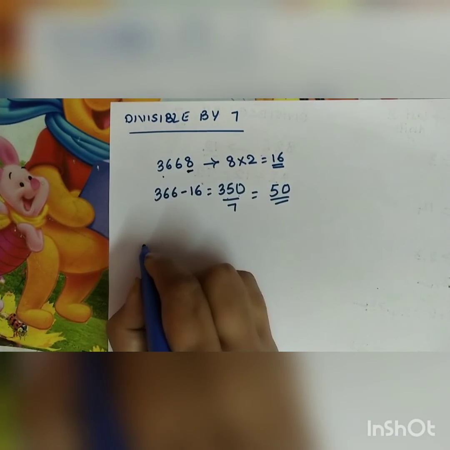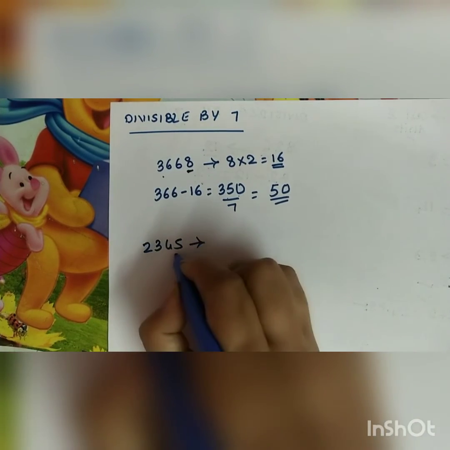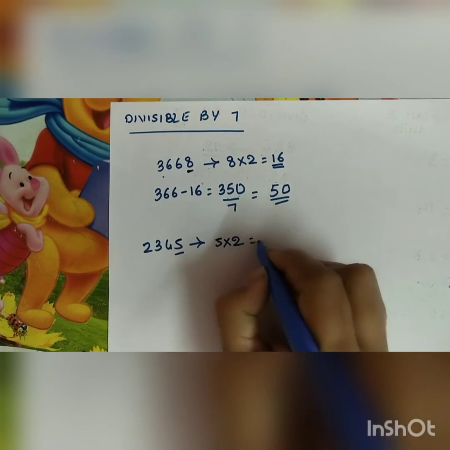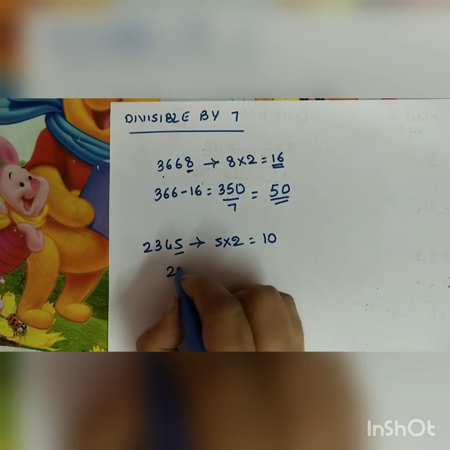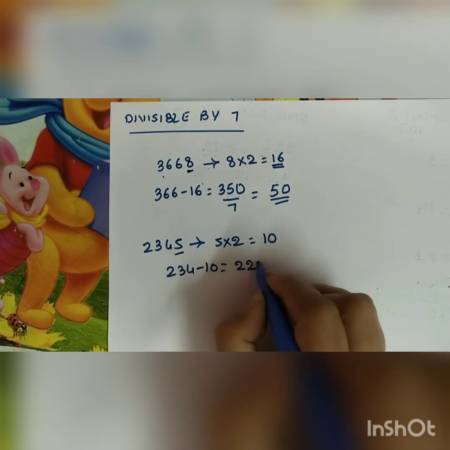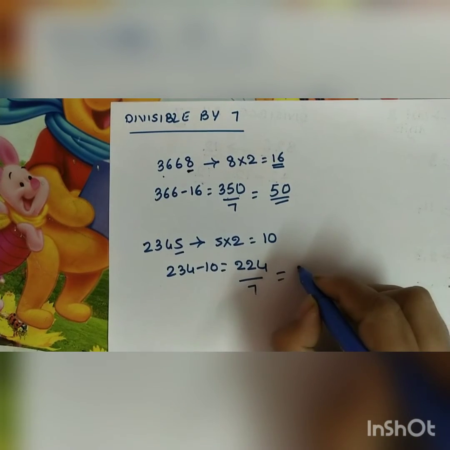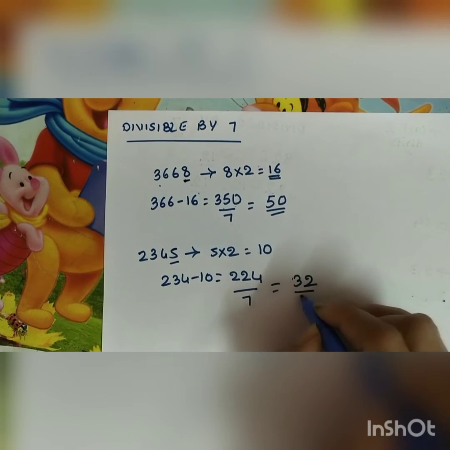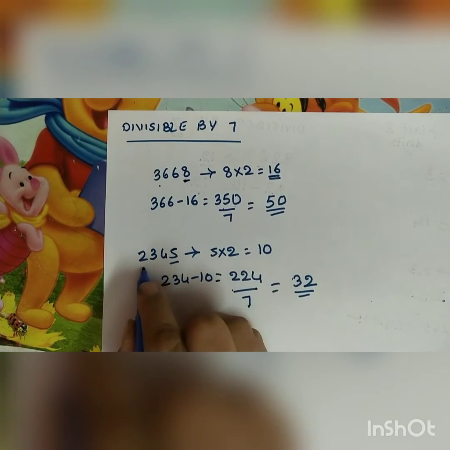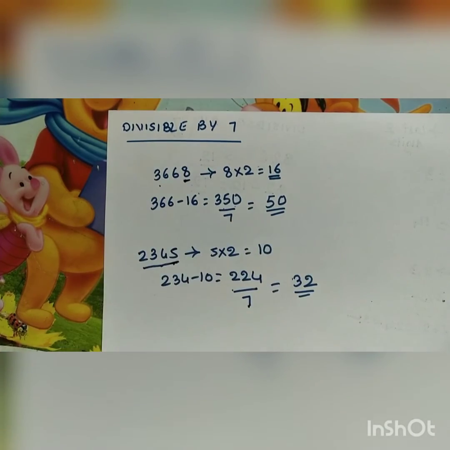Let's consider another example, 2345. Here, we consider 5 as the units digit or ones digit. When I multiply it by 2, I get the answer 10, and I subtract that from 234. So I get the value 224. When I divide it by 7, I get the answer 32, which means that 224 is divisible by 7. We can say that 2345 is also divisible by the number 7.